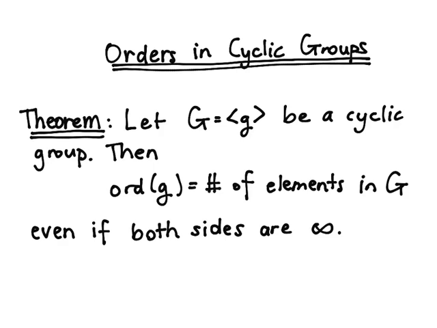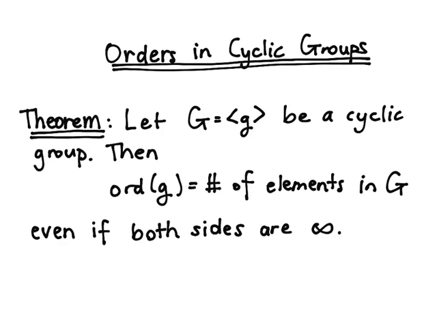So what I mean by that is that it could be the case that the element lowercase g has order infinity, and it also could be the case that the group capital G has infinitely many elements. But if this happens, then they'll both be infinite. So both sides of this equation will be infinity, and so, well, it'll still be a true equation in that sense.